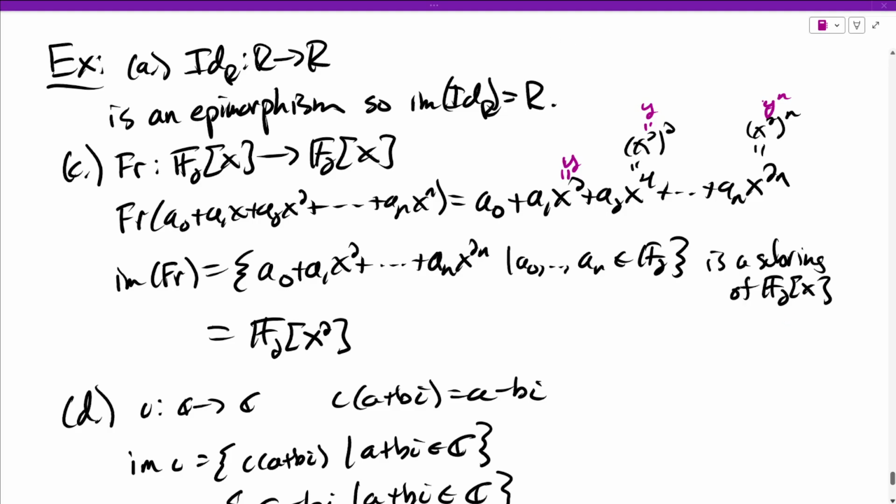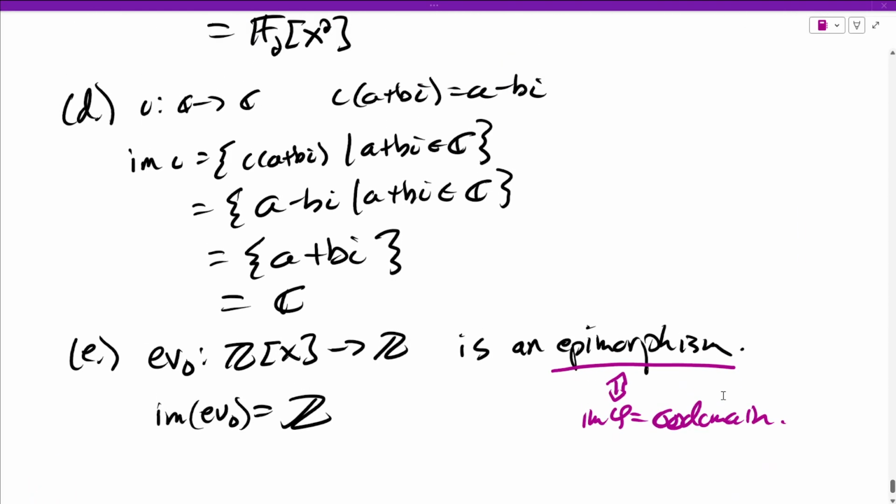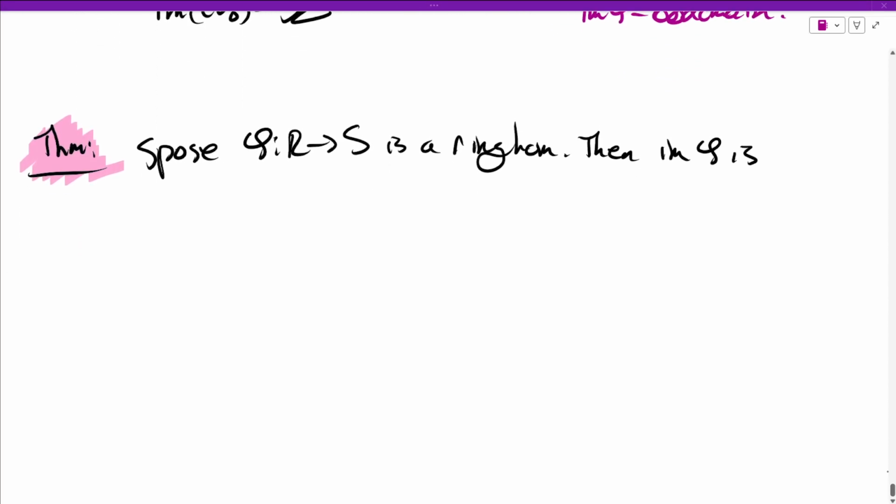The complex conjugation map had image all of C. C is a subring of C. The evaluation map had image all of Z. Z is a subring of Z. So what we're going to prove in this theorem is that that pattern continues.